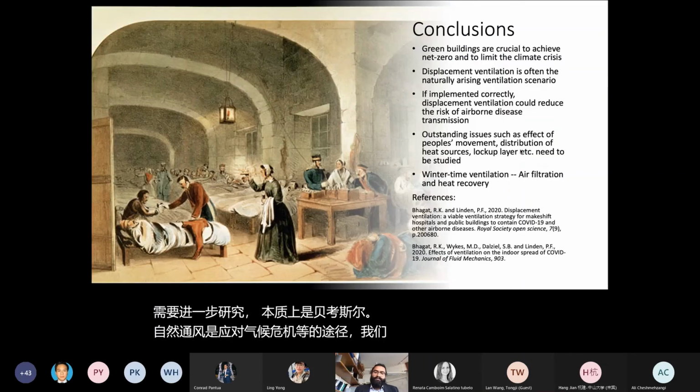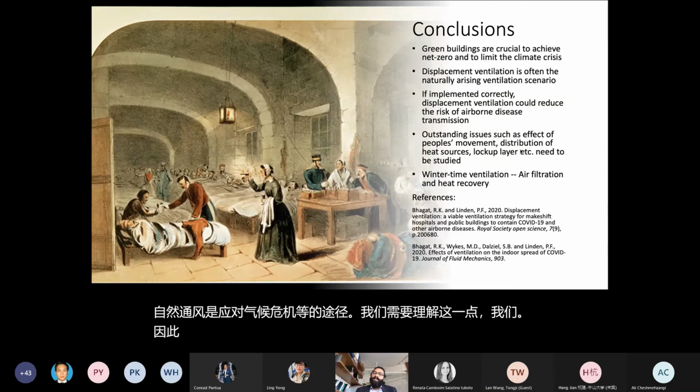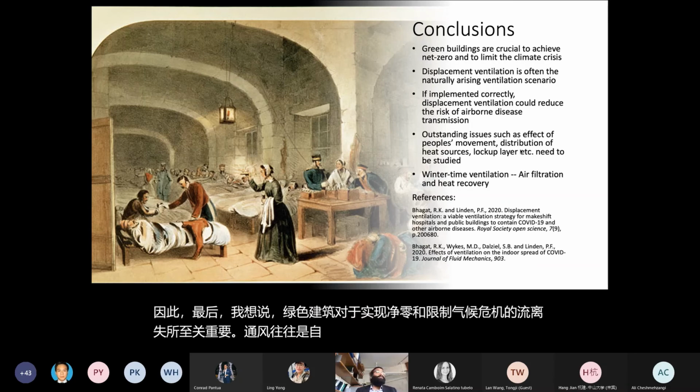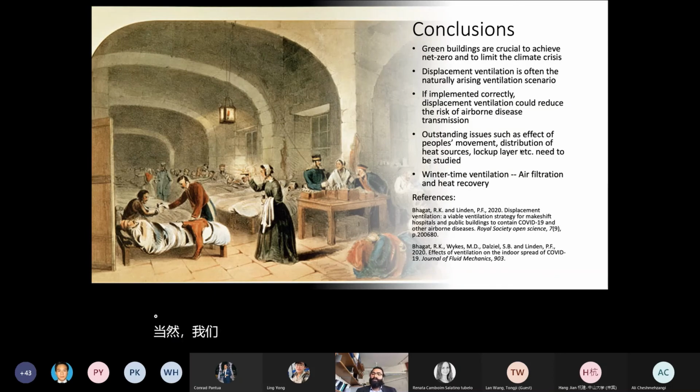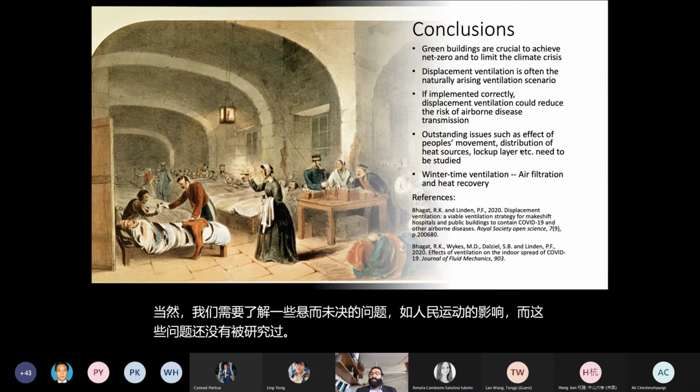And to conclude, I would like to say that green buildings are crucial to achieve net zero and to limit the climate crisis. Displacement ventilation is often the naturally arising ventilation scenario, whether we want it or not. If implemented correctly, displacement ventilation can reduce the risk of airborne disease transmission. Of course, we need to understand the outstanding issues such as the effect of people's movement, which has not been studied as much, and the distribution of heat source.